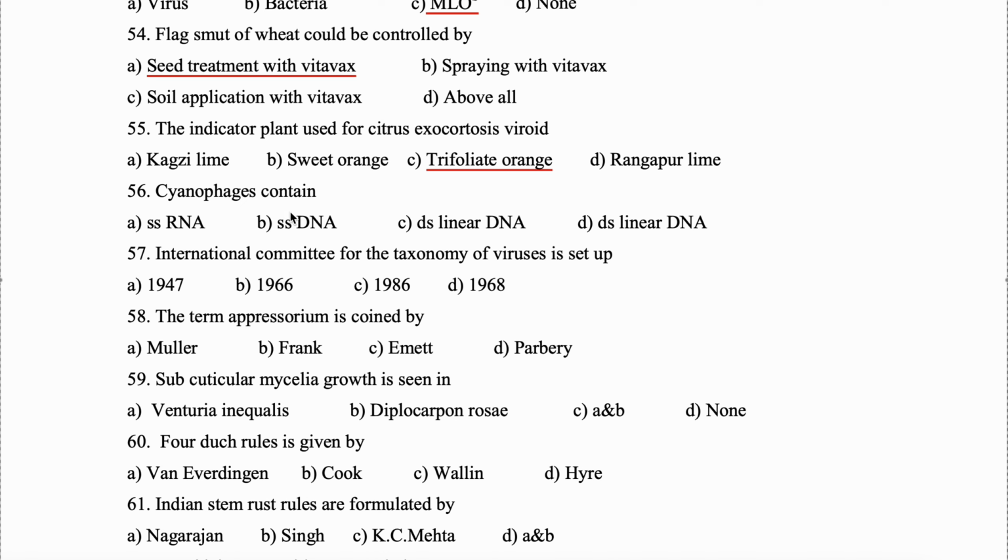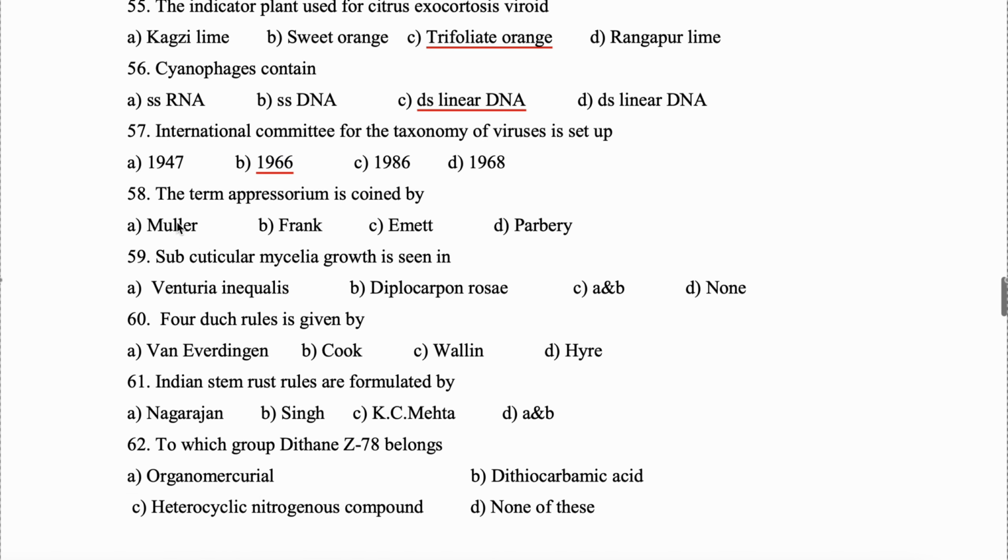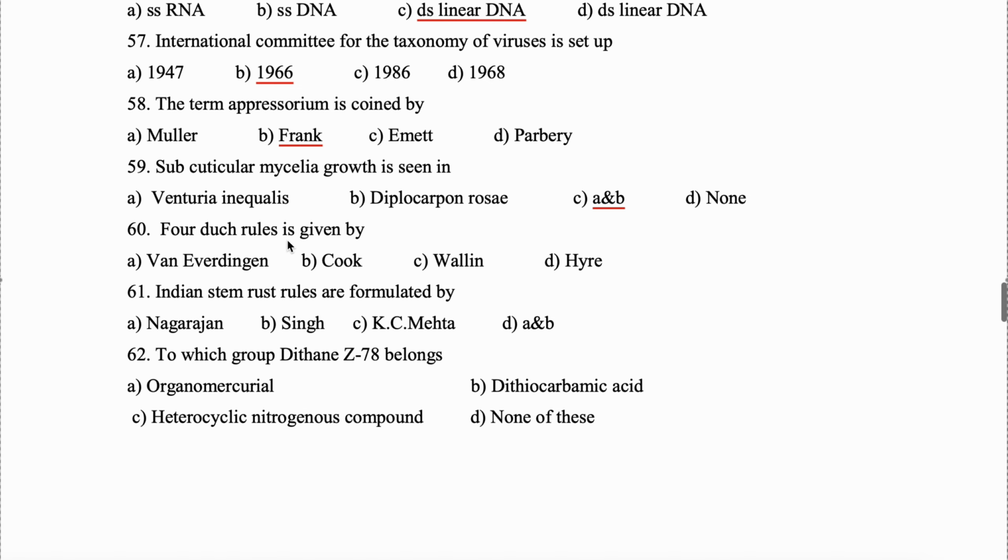56. Cyanophages contain double-stranded linear DNA. 57. International Committee for the Taxonomy of Viruses was set up in 1966. The term appressorium was coined by Frank. 59. Subcuticular mycelial growth is seen in case of both Venturia inaequalis and Diplocarpon rosae. Question 60. The Dutch rules. The Dutch rules were given by Van Everdingen.